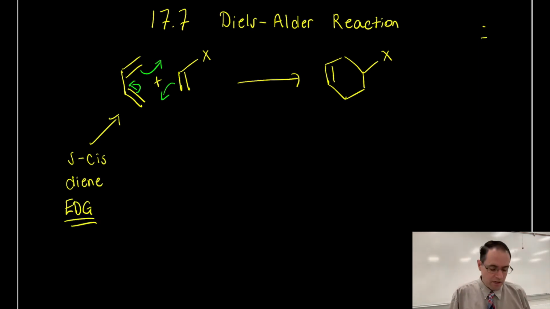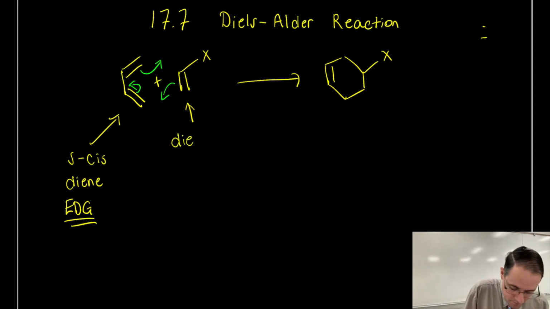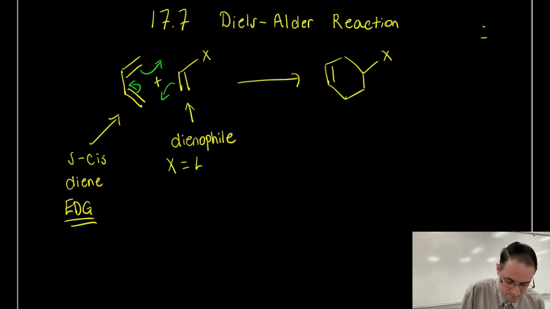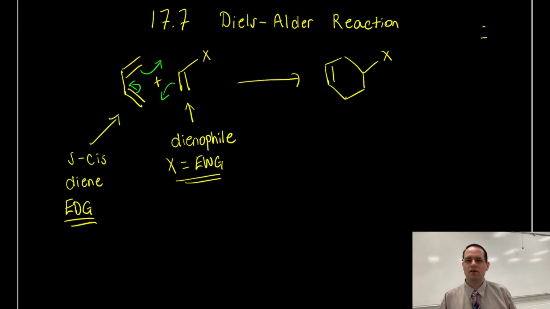Okay, your dienophile is an alkene or an alkyne. And it generally has electron withdrawing groups as an X. Okay. Electron withdrawing groups are, generally speaking, carbon-oxygen pi bonds, things like that.